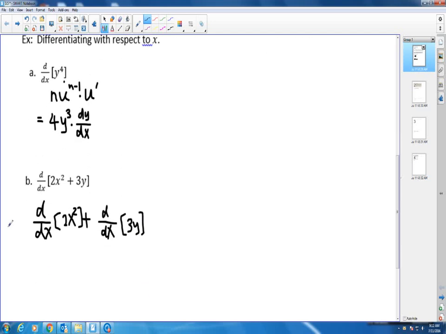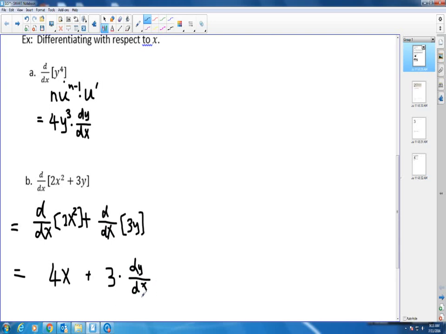Alright, the sum and difference of differentiation still apply here. So now the variable matches. Okay, so I will just take the derivative normally. So the derivative of 2x squared will give me 4x. Alright, plus, take out the constant, so the derivative of y will just be 1, times dy dx.